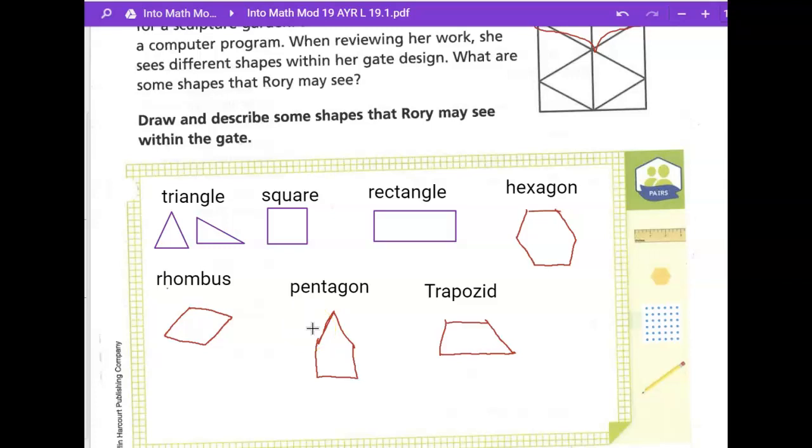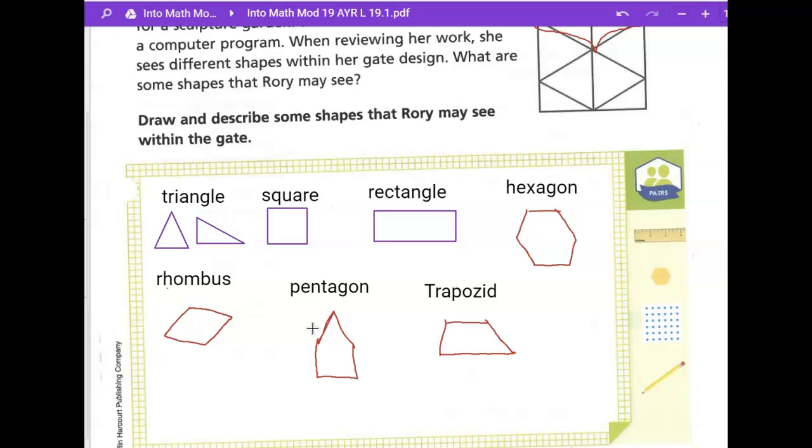I found 2 shapes with 4 sides of equal length, 1 4-sided shape with 2 pair of sides of equal length. Okay, that's the rectangle. It has 2 pair of sides of equal length. I found one 4-sided shape with only 2 sides of equal length, and one 4-sided shape with no sides of equal length. That would be the trapezoid.